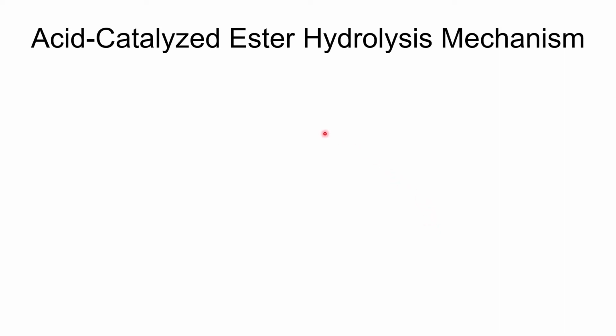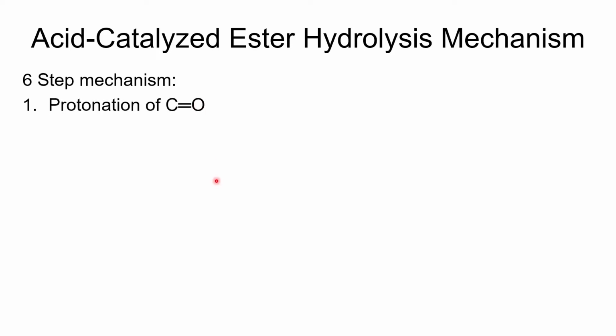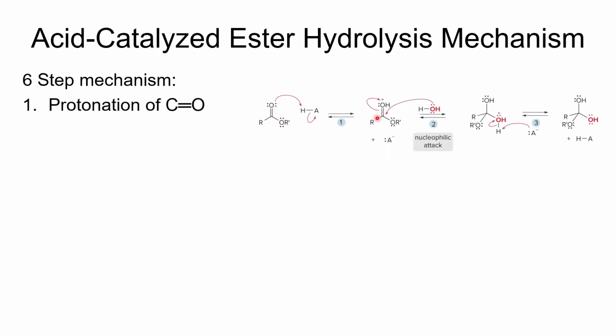So acid-catalyzed, we're going to look at the mechanism of acid-catalyzed hydrolysis. And this is very similar to the Fischer esterification mechanism that we did in the previous video. What's different is here we're going the opposite direction. That's essentially the difference. So it is a six-step mechanism, and as with anything that is acid-catalyzed, we usually start with protonating our carbonyl. So we're going to protonate the carbonyl. That will give us a resonance-stabilized carbocation.